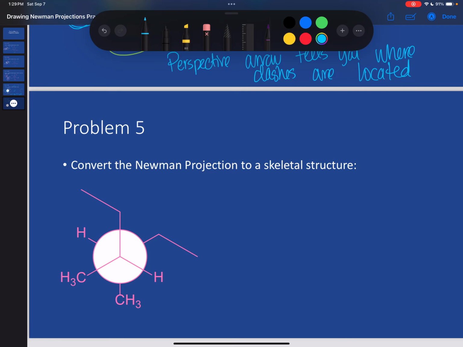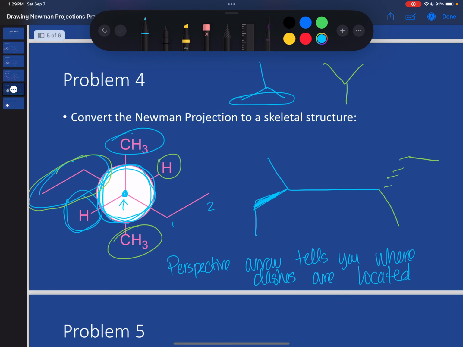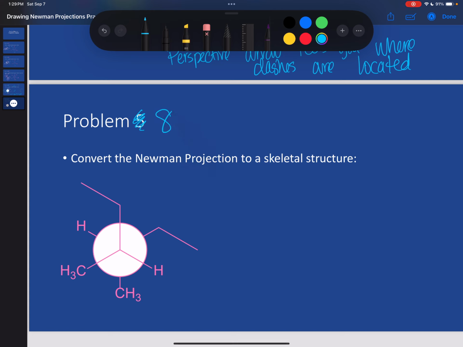Okay, so here's another problem where we're going to convert the Newman back to a skeletal. If you didn't watch the previous video of doing this, problem number 7, I do advise you to look at that. This is now problem number 8. So go ahead and watch video 7, because I'm going to break that down a lot more than what I am here, because I want to go a little bit faster.